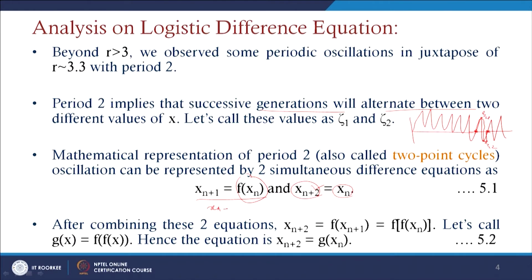So, x n plus 2 can be written as f of x n plus 1, and since we know that x n plus 1 can be written as f of x n, we can just write f of f of x n. So, in combined form we have written x n plus 2 equals f of x n plus 1 from the first statement, and using the second statement, x n plus 1 is nothing but f of x n. Finally, we obtain this expression as f of f of x n.